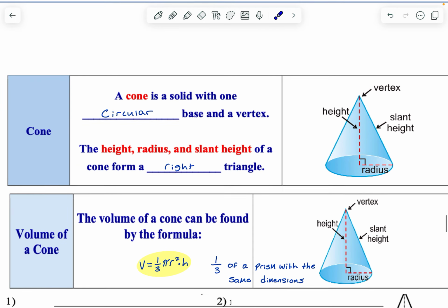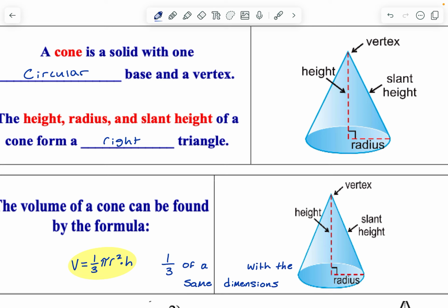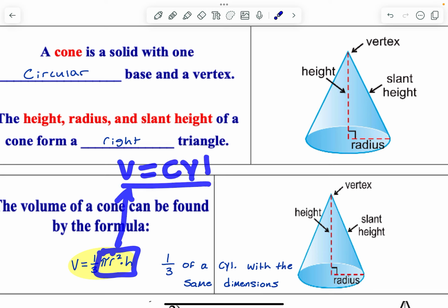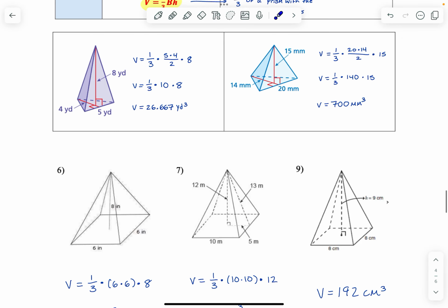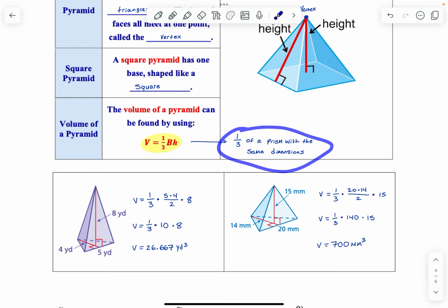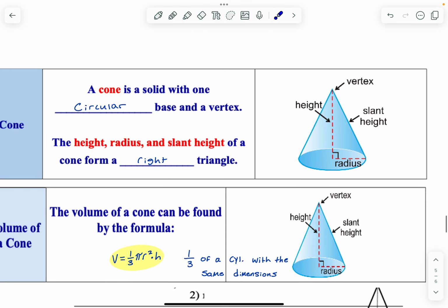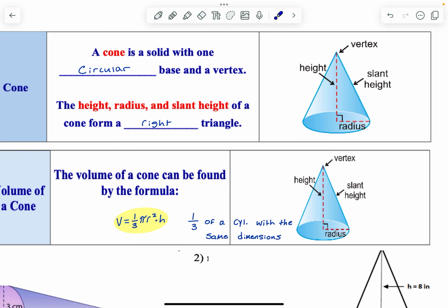The formula of a cone is 1/3 pi r squared times height. Pi r squared times height, hopefully that rings a bell because we already saw it on the 3rd page of these notes. That's how we find the volume of a cylinder. So just as a pyramid was 1/3 of a prism, a cone is 1/3 of a cylinder. So to find the volume of a cone, 1/3 times pi r squared times height.